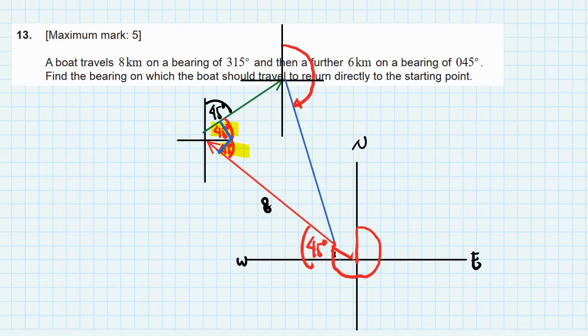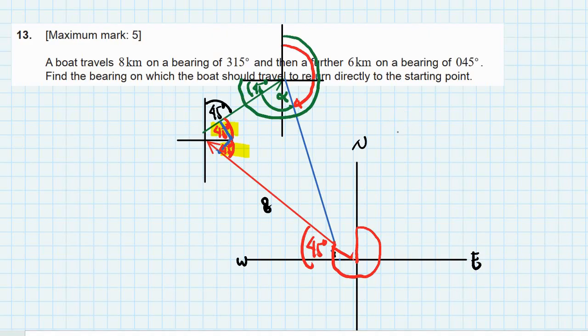Another angle I would like you to notice is this angle. If this one is 45, this angle is also 45 degrees, again an alternate angle. So the bearing will be 270 minus 45 from this angle, minus whatever the angle here is. I will call this angle alpha, and that will give our bearing. First, let's calculate alpha. I will redraw this triangle.